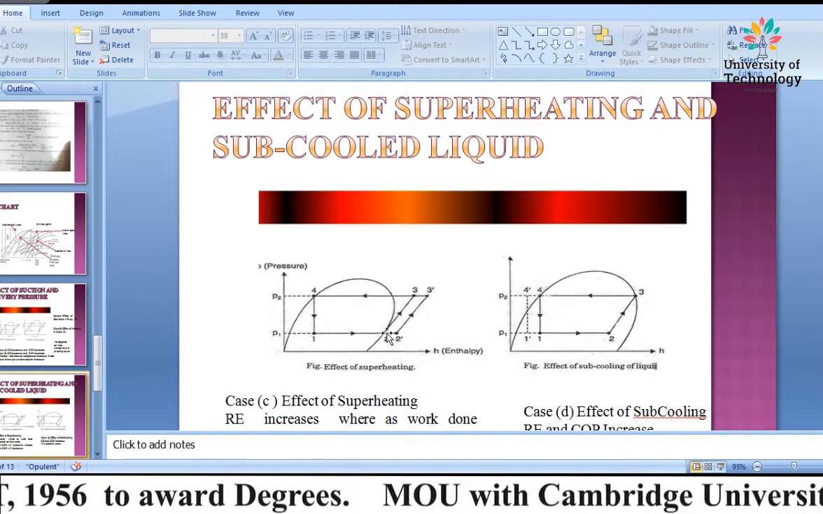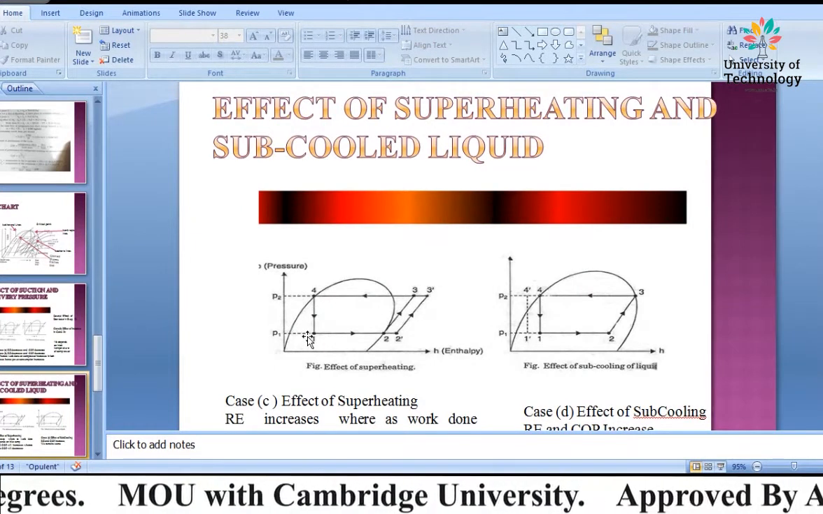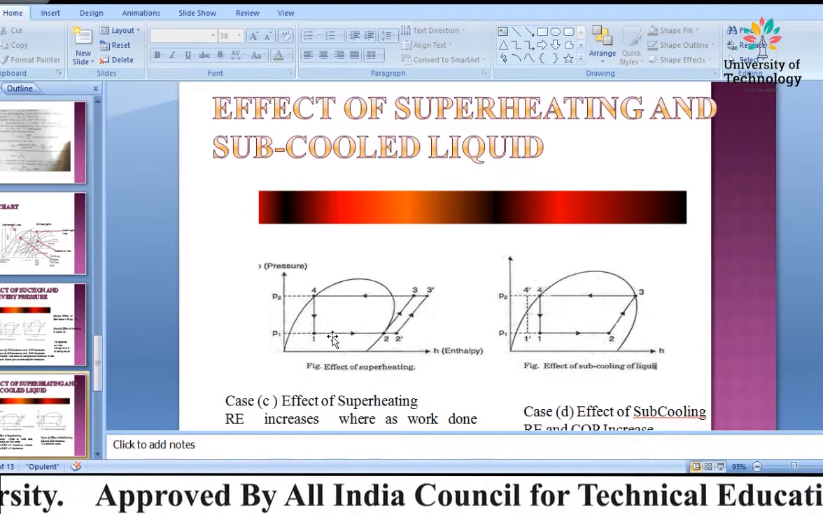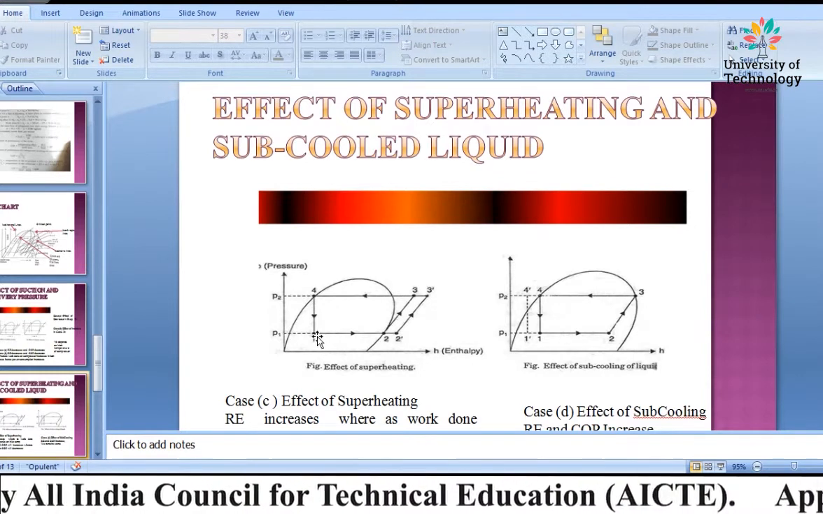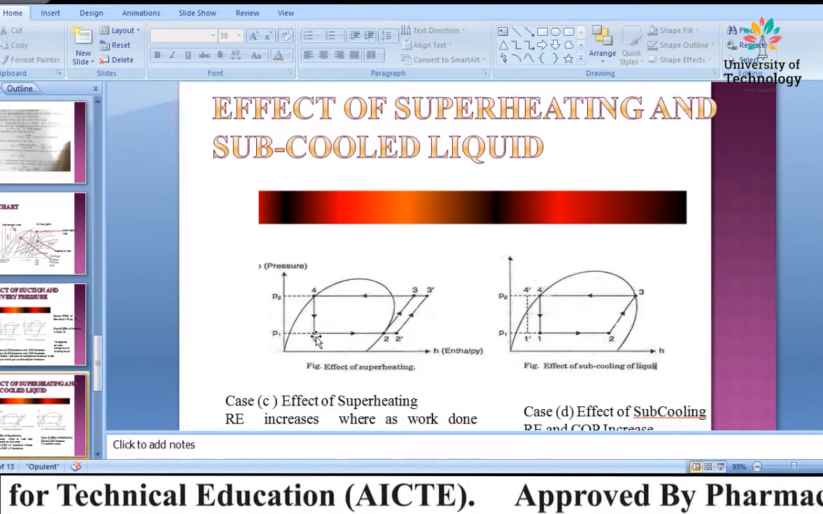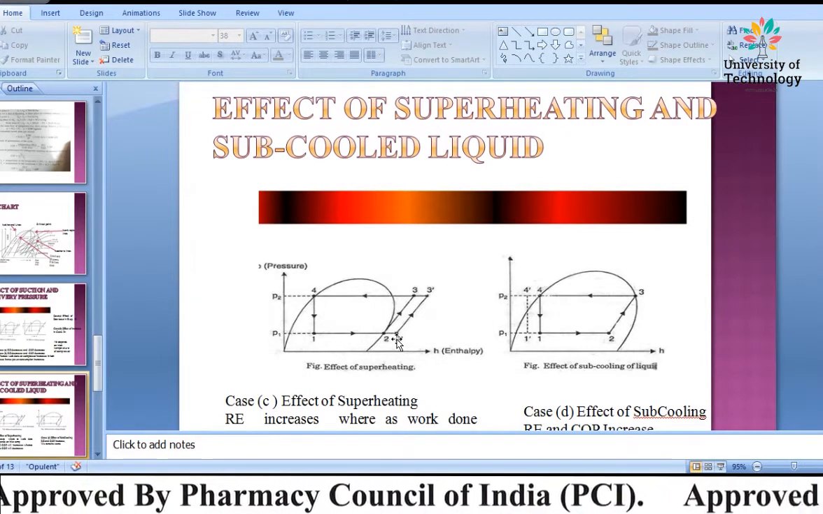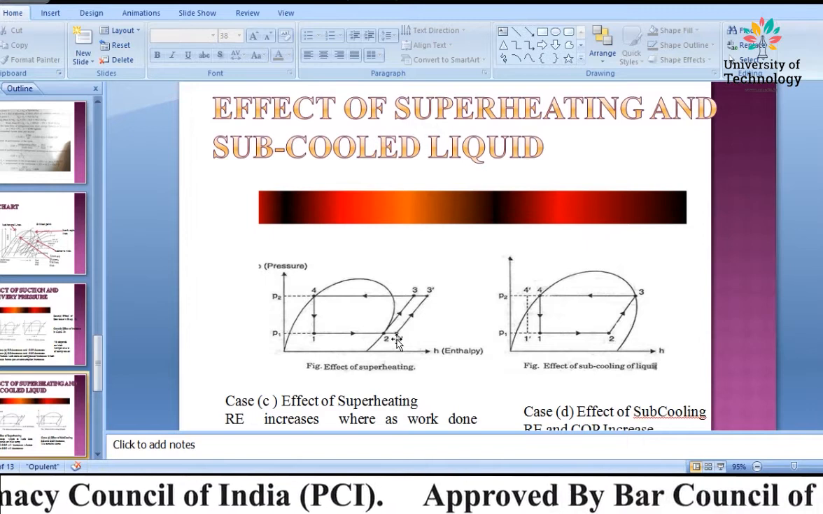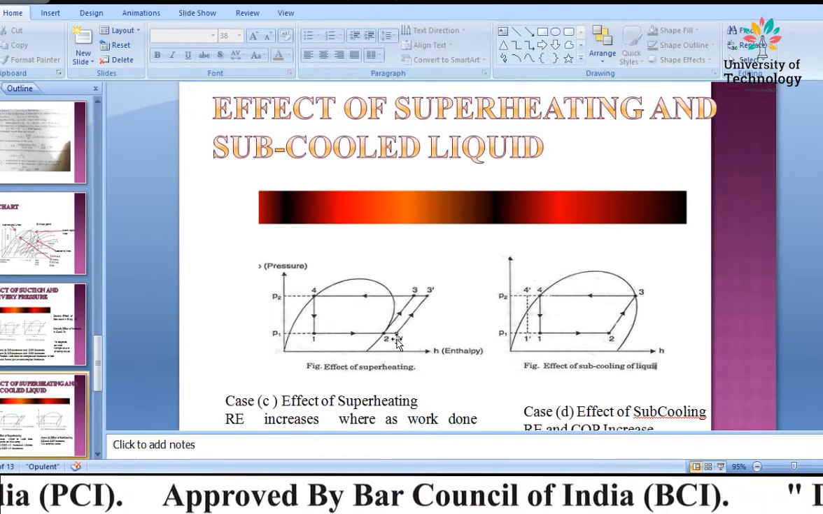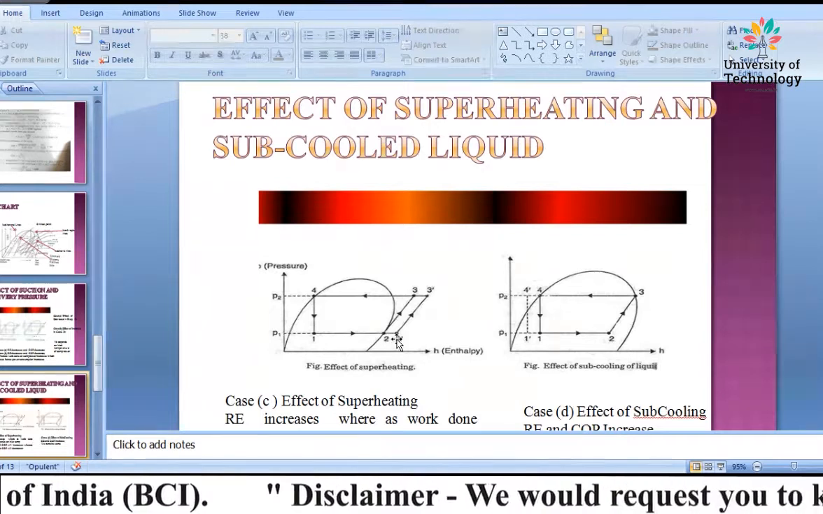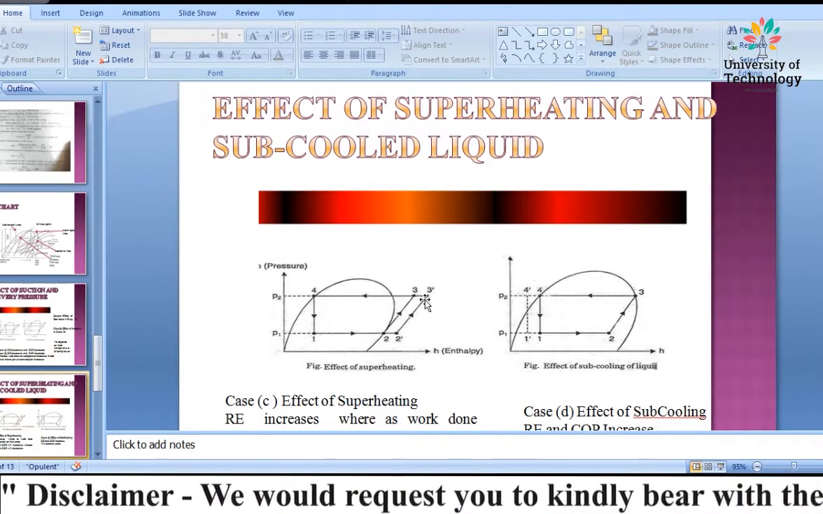1, 2, 3, 4 is the initial vapor compression refrigeration cycle, and by superheating, the final cycle is 1, 2', 3', 4, 1. This is the final refrigeration cycle after superheating. Point 2 is shifted to 2', and 3 is shifted to 3'.